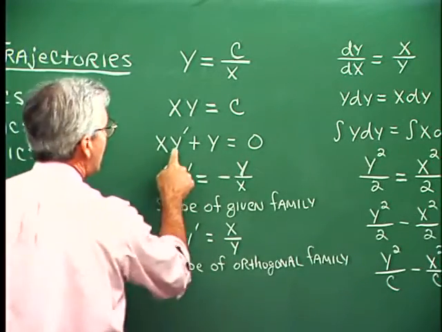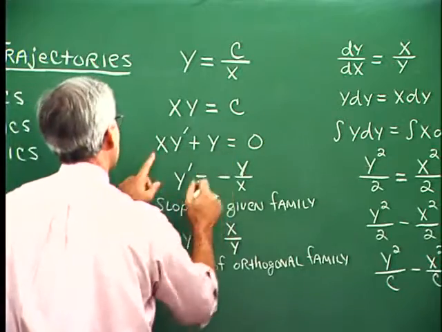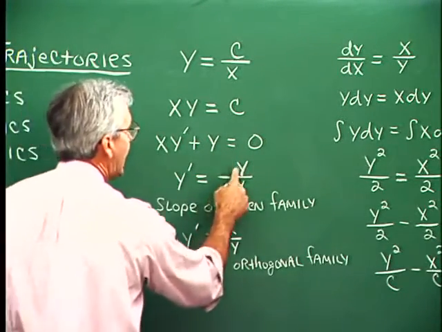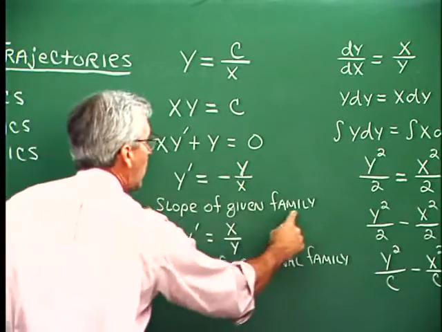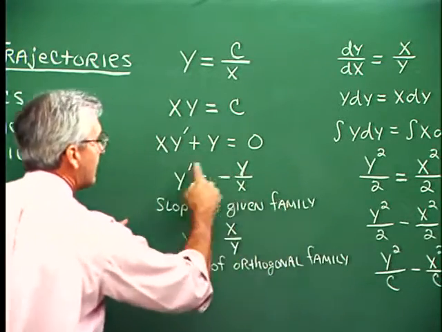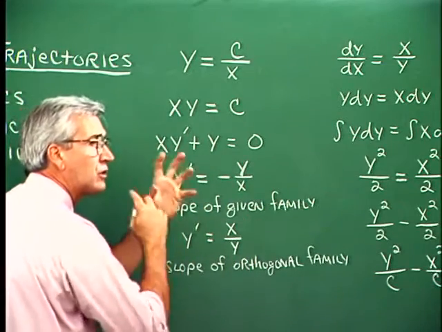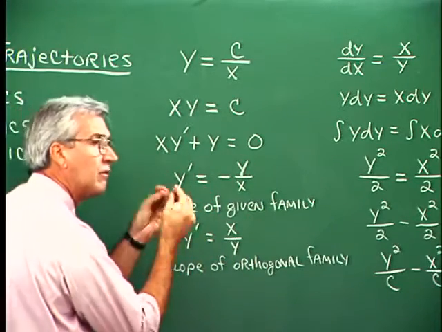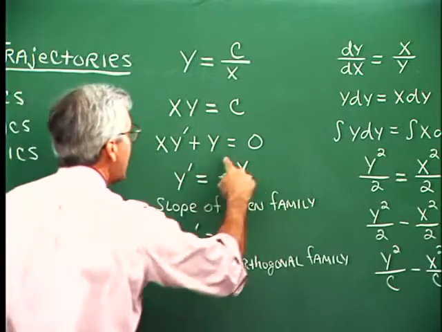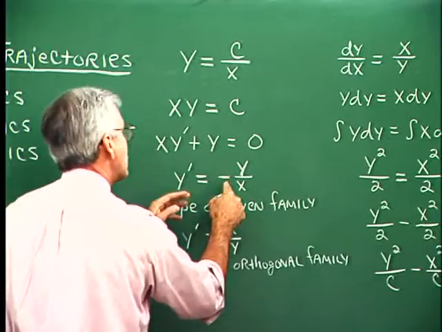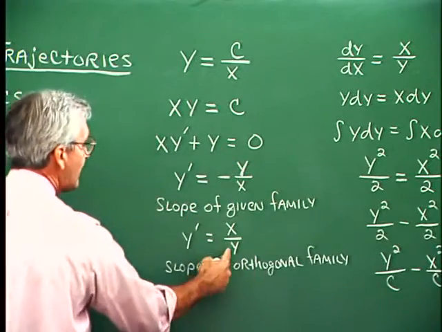Now we'll solve this for y prime. Kick the y to the other side, divide on both sides by x, we have this. So y prime is negative y over x. Now this is the slope of the given family of functions. Now, to think about the slope of the orthogonal family, you think about the negative reciprocal of these. The negative reciprocal: change the sign, flip over, we have x over y.